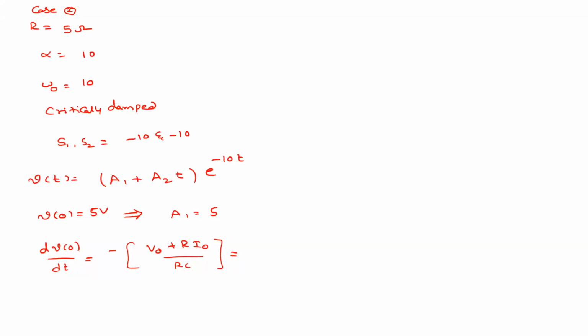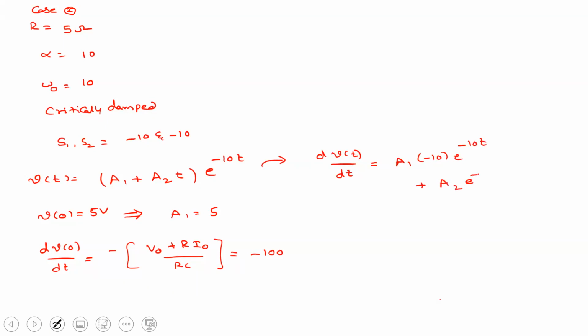Minus 100, sir. Okay. So calculate dV of 0 by dt. First, dV of t by dt will be A1 into e to the power of minus 10t, so A1 into minus 10 e to the power of minus 10t. That is the first term. Second term is A2 into e to the power of minus 10t plus A2 into minus 10t into e to the power of minus 10t.